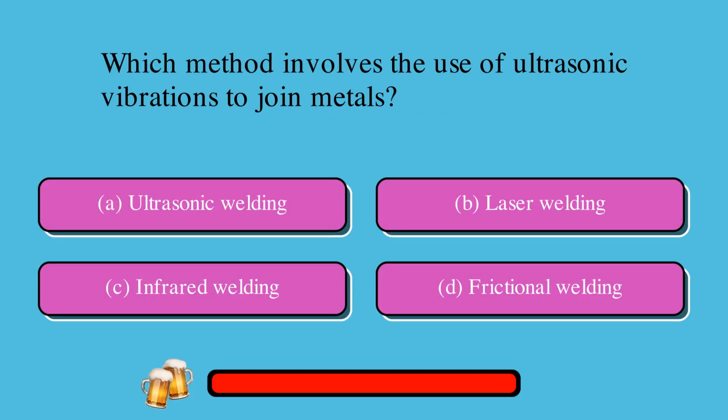Which method involves the use of ultrasonic vibrations to join metals? Is it A, ultrasonic welding, or B, laser welding, or C, infrared welding, or D, frictional welding? The correct answer is A, ultrasonic welding.